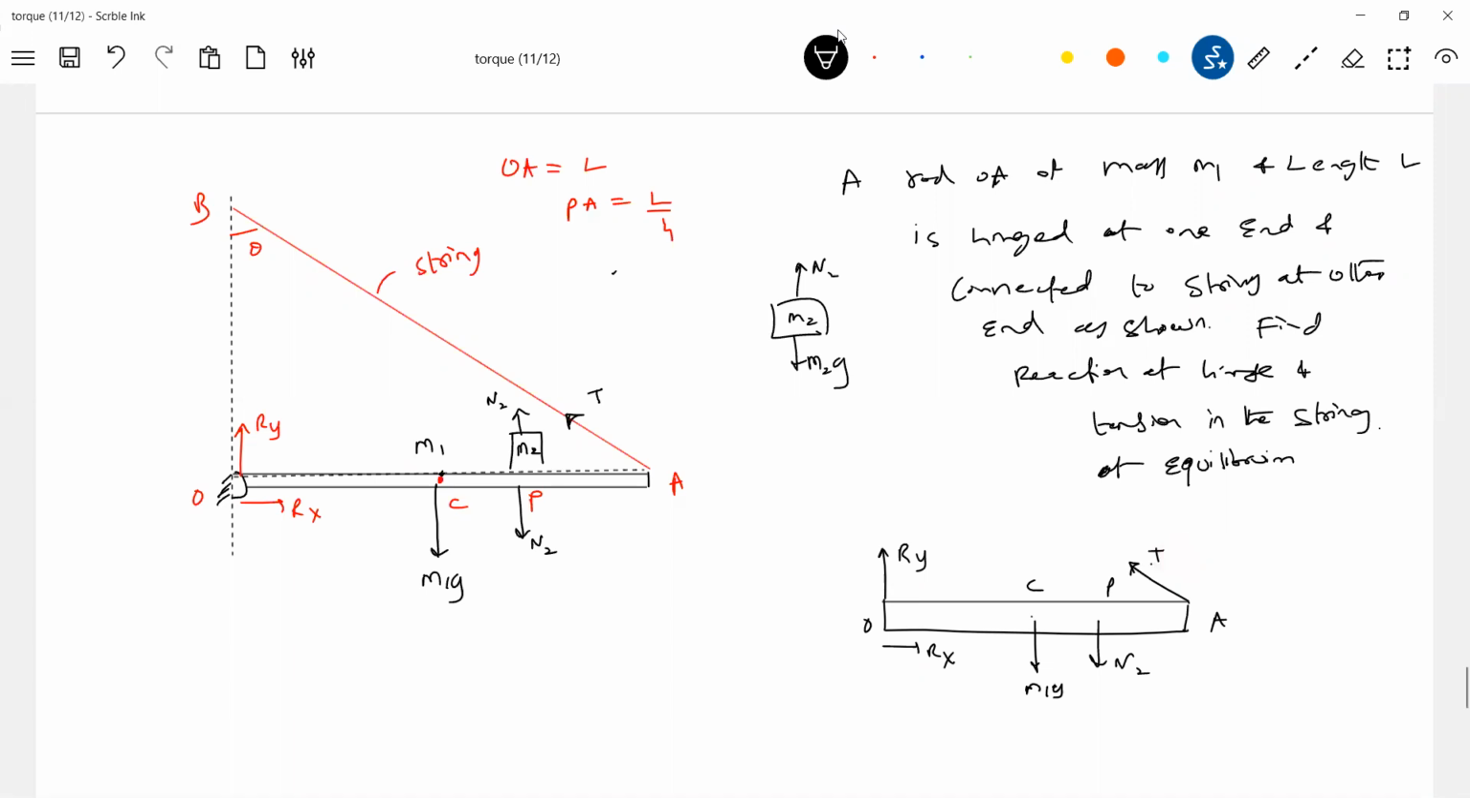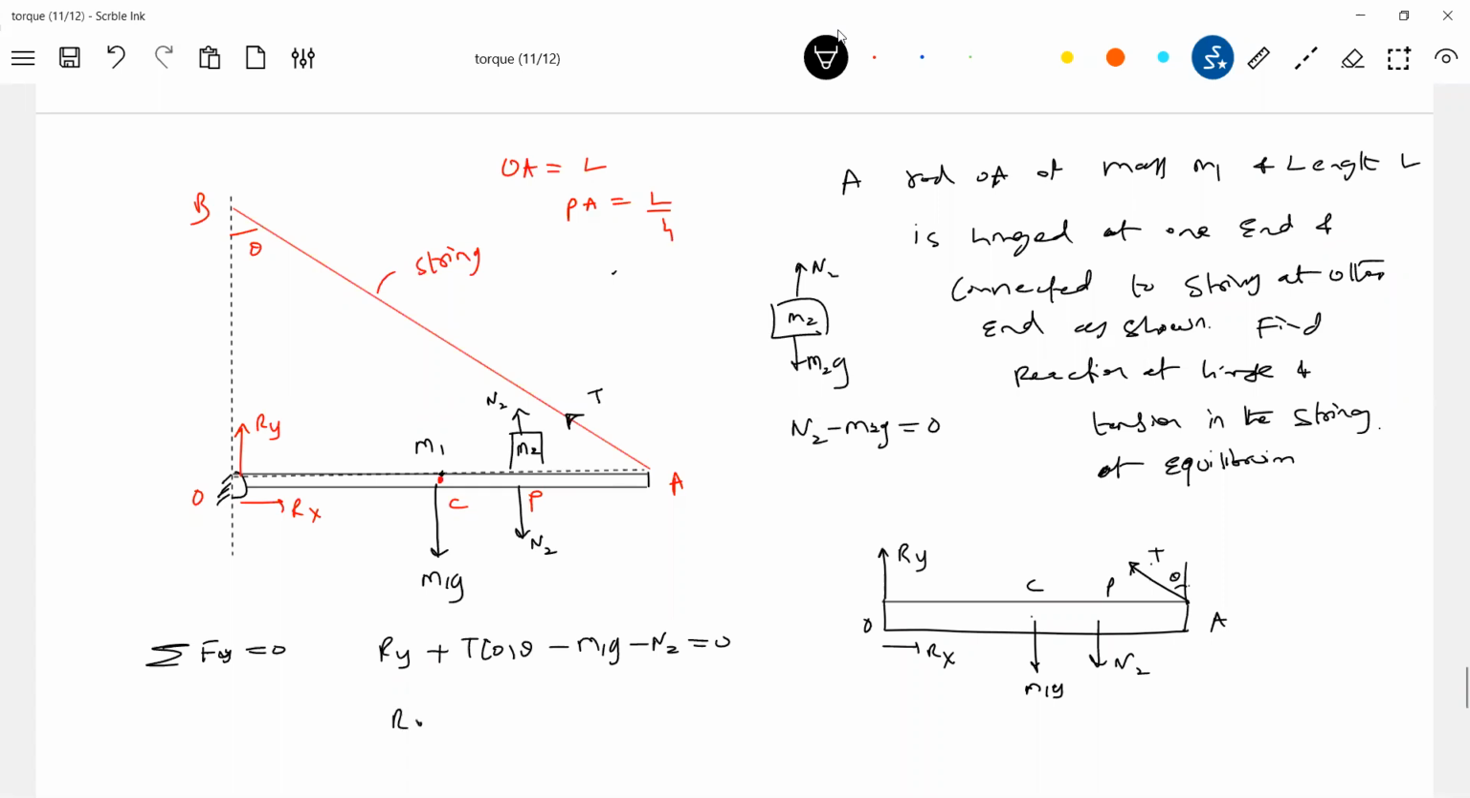Now it's in equilibrium. So what can you do? You can equate forces along X, along Y. So let this be theta, as given. So first we'll equate the forces. Summation of net force on the system along the Y axis should be 0. So on the rod, Ry plus T cos theta minus M1G minus N2 equal to 0. And we know N2 should be equal to M2G.